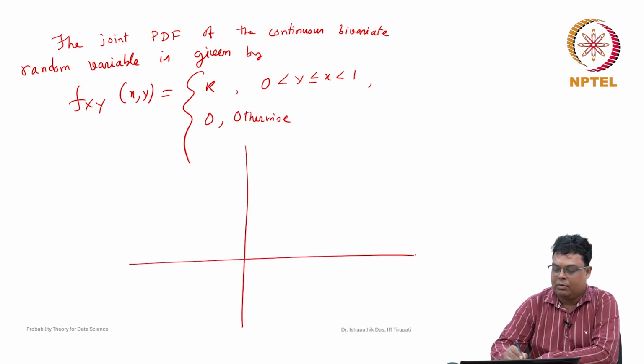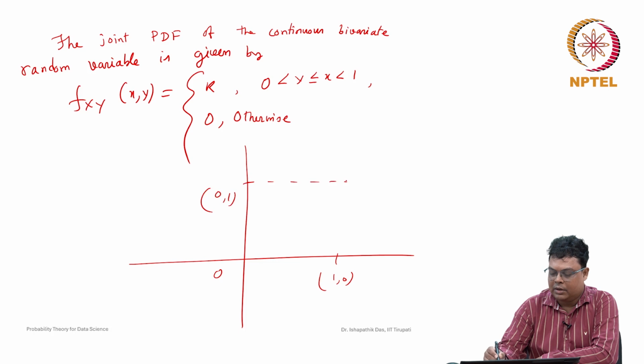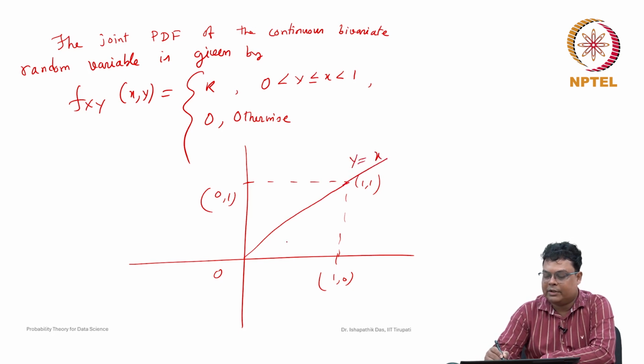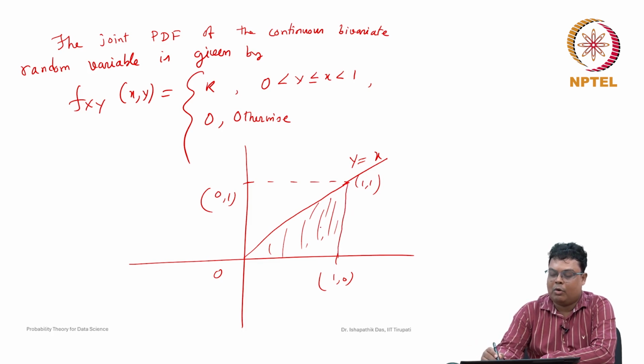If you draw the curve, this is 0, this is 1 on the x axis, this is 0, 1 on the y axis, and this is the point 1, 1. This is the line y equal to x, so y less than or equal to x means this region. This is the region covered.